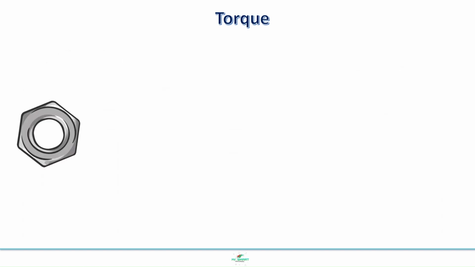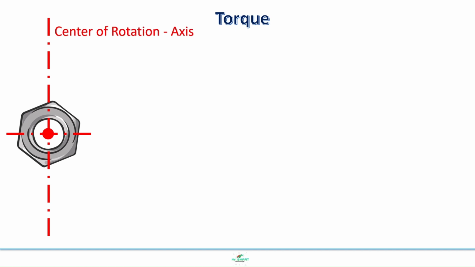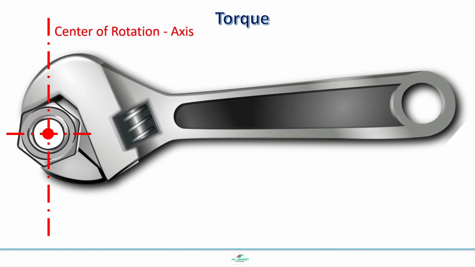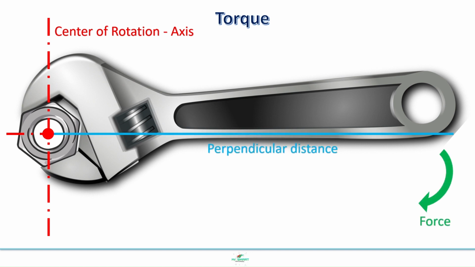Every rotating or turning object will have a center of rotation and an axis about which it rotates. To rotate the object, a force should be given. And this force can be given at any point perpendicular to the axis of rotation. Then, the torque to rotate this object will be directly proportional to the force that is given, and the perpendicular distance between the axis of rotation and the point where the force is given.